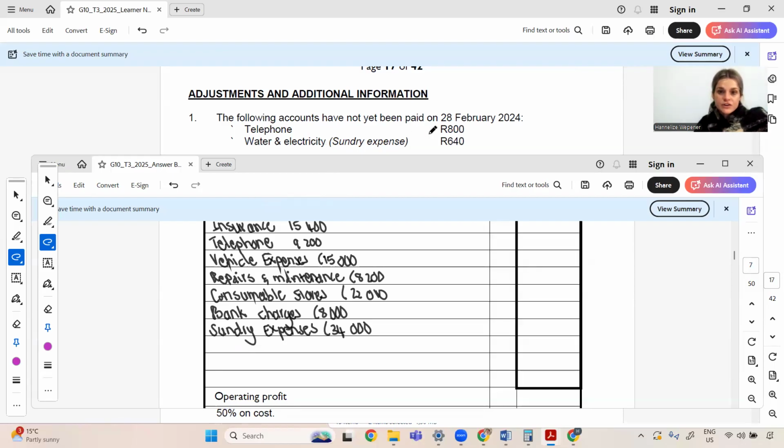So in other words, telephone 800 Rand, I need to say that I have to add the 800 Rand because the 9,200 Rand does not yet include the 800 Rand for telephone. And then the same for water and electricity of 640 Rand, but keeping in mind that this is shown in the sundry account. Okay, so I'm debiting the expenses to add it to the expense, and then I will credit my accrued expenses in the SFP.